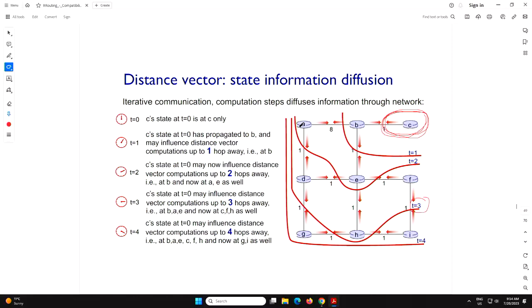Any questions at this point of time about distance vector routing? This particular slide or the previous slides?